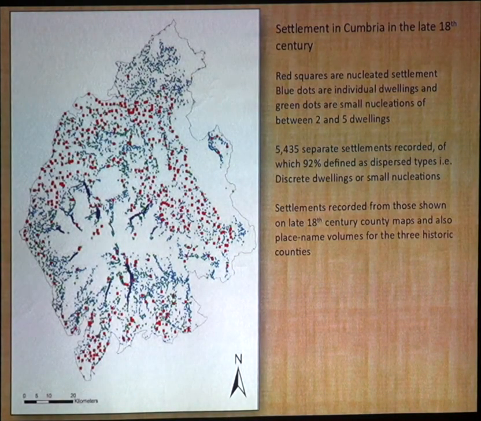Next thing I did was plot settlement, and I had to do dots on the map. I couldn't actually draw the outlines of settlements because it'd just be one big splodge on a map. You can see it's quite well populated, so nearly 5,500 separate settlements. So there's individual farmsteads and small hamlets, say 3 to 5 houses, and towns and villages across the area. That's by the late 18th century.